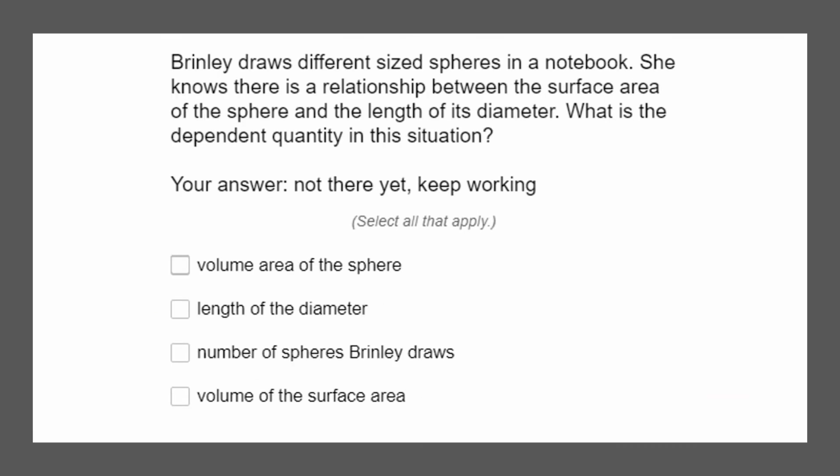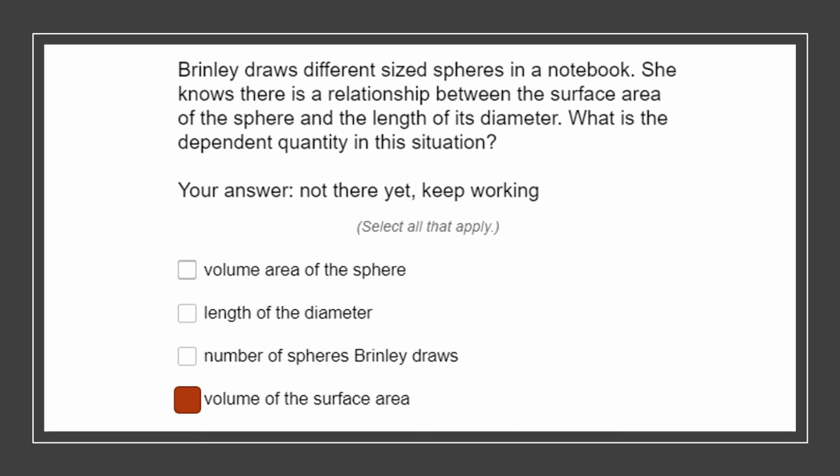In this real world scenario, Brinley draws different sized spheres in a notebook. She knows there's a relationship between the surface area of the sphere and the length of its diameter. What is the dependent quantity in this situation? So in this scenario, find the dependent quantity. Put me on pause and find it.